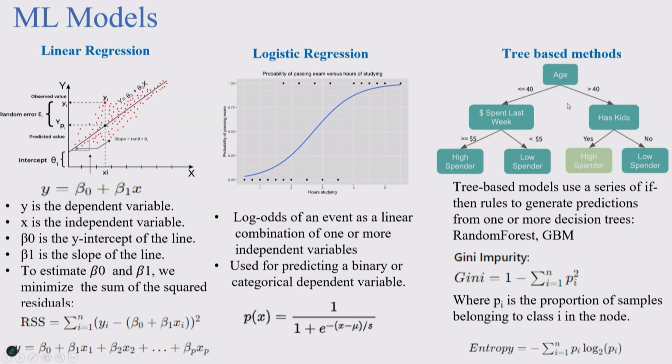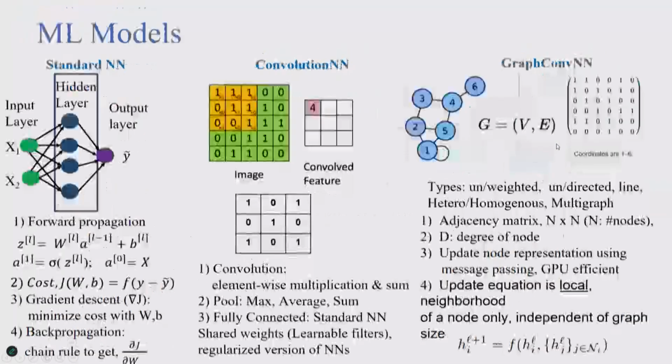So this is called a tree-based model. There are different types of tree-based models, such as decision trees, random forest, gradient boosting, AdaBoost, many algorithms are there. Now, the next one is the standard neural network.